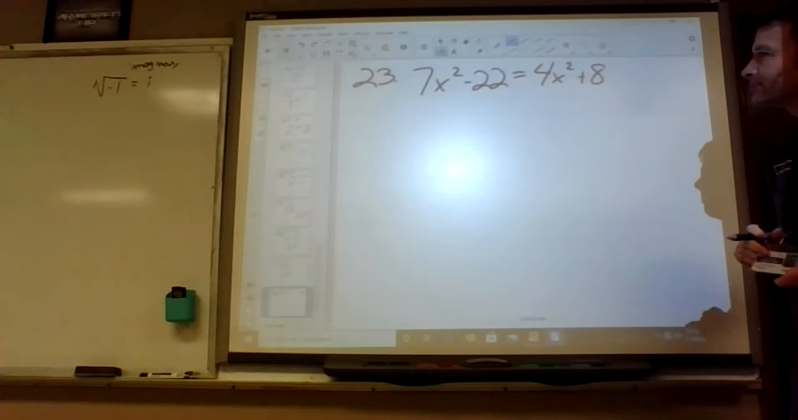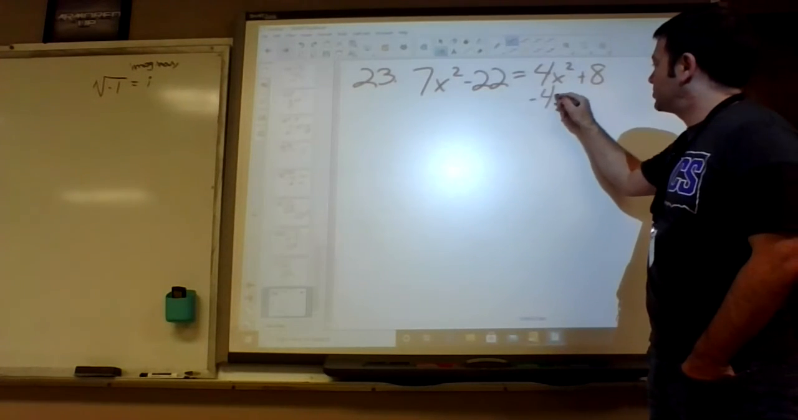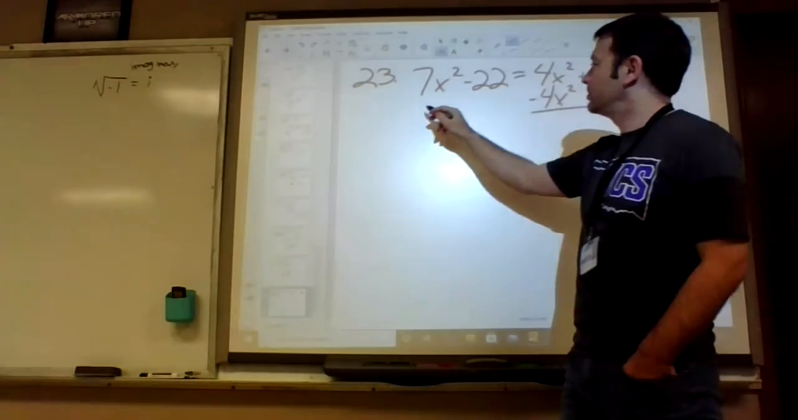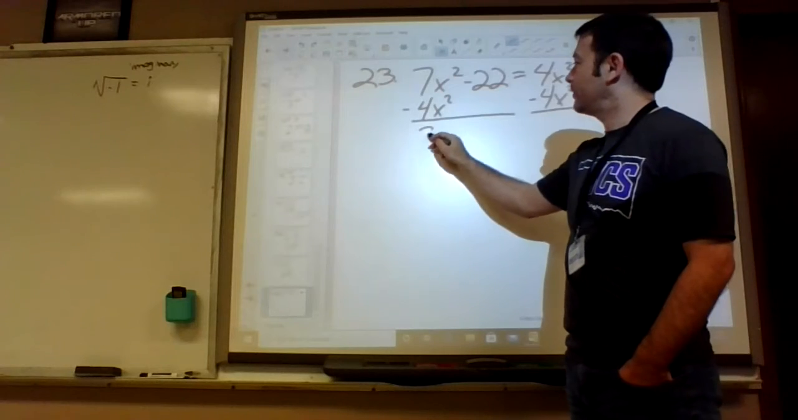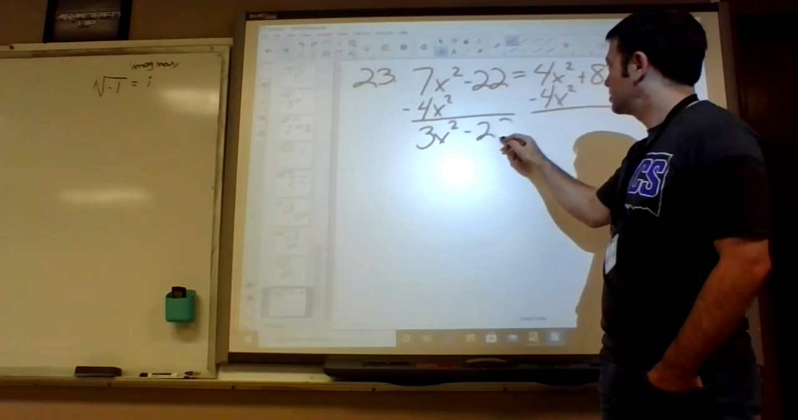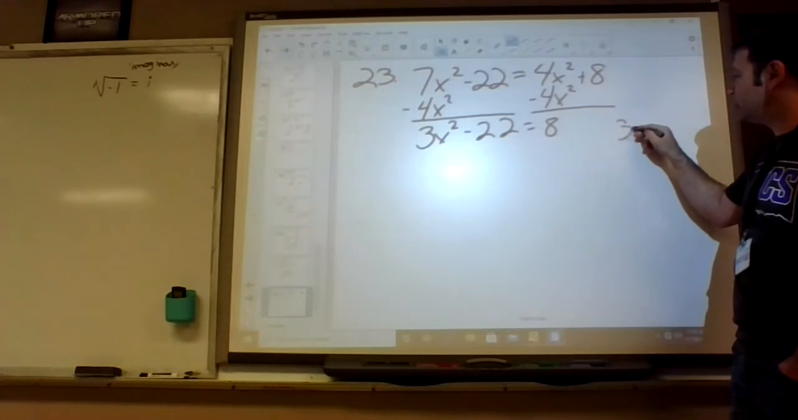I think we should subtract 4x squared. Yeah, get rid of the x squareds on one side. Subtract 4x squared, and that'll get all our x squareds to the left. So we'll have 3x squared. So it's a lot like 3x minus 22 equals 8.